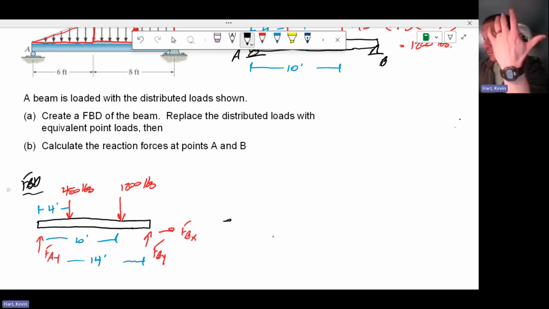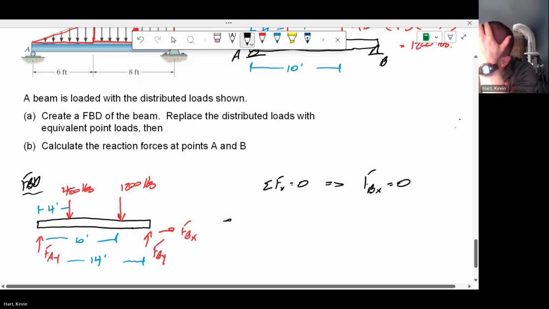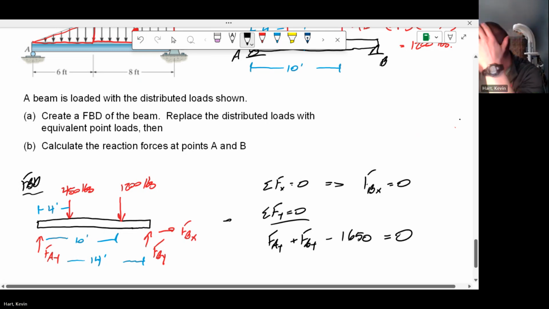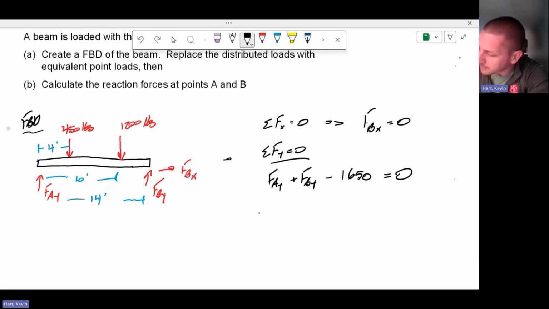All right, we're ready for equilibrium. We can sum the forces in X equal to 0. That's going to pretty easily lead us to FBX equals 0. We're going to sum the forces Y equals 0. We have FAY plus FBY minus 450 minus 1200 is minus 1650 equals 0. We can't really solve for anything in this general setup. So FAY, FBY are two unknowns, so we're going to have to go to a summation of the moments.